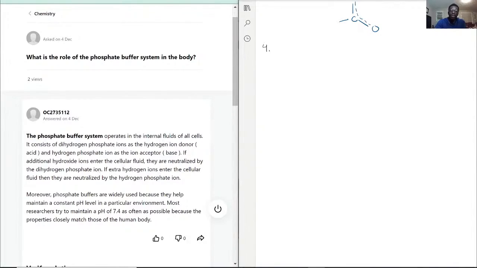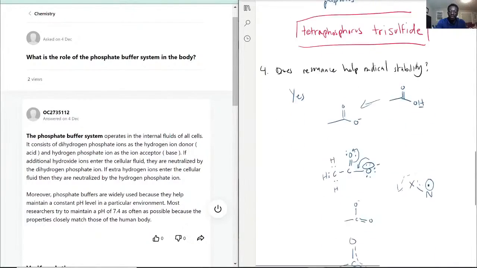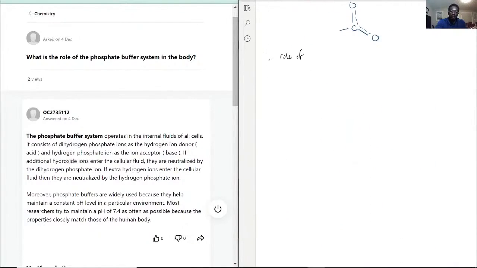What is the role of phosphate buffer system in the body? Oh, this number 5, okay. Role of phosphate buffer in body. So, this is a very good question. Its role is pretty much to keep the pH at certain levels. What levels, you're probably asking?